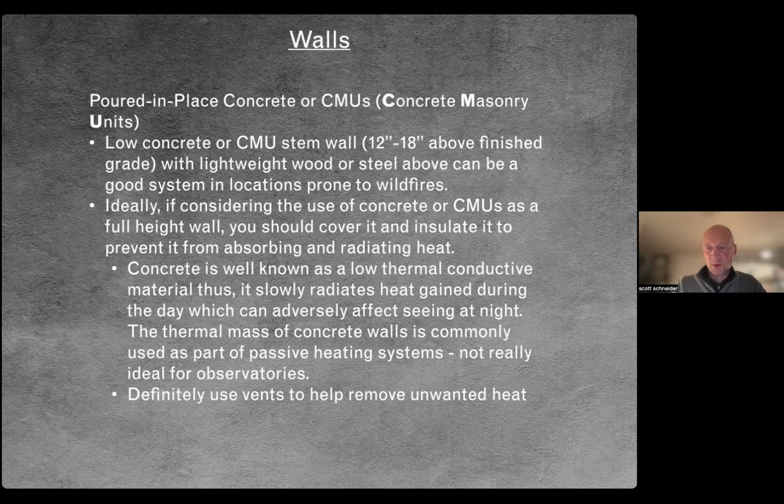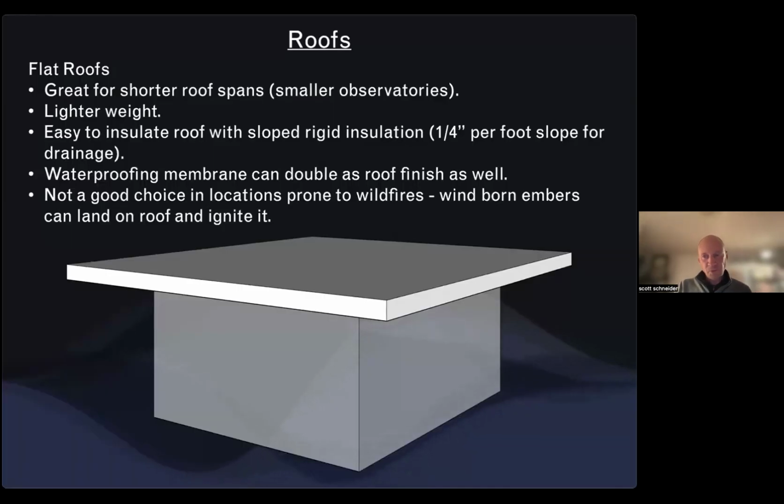And then moving on, if no one has any questions about walls, I'm going to move on to roofs. So I think for observatories, there are essentially three types of roofs that you may use for a roll-off: a flat roof, a shed roof, or a gable roof. And starting with a flat roof, they're great for shorter spans, smaller observatories.